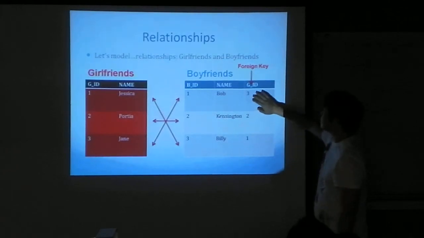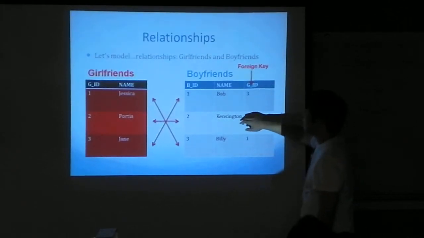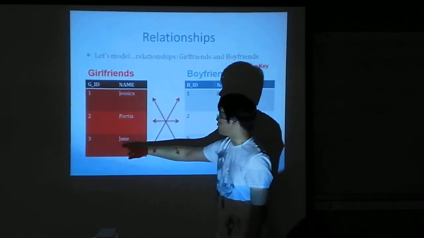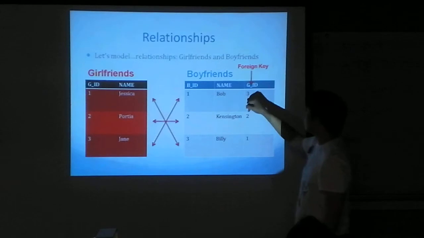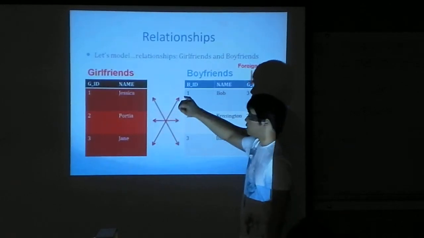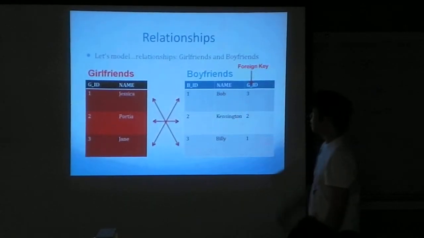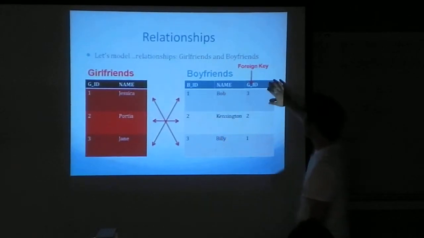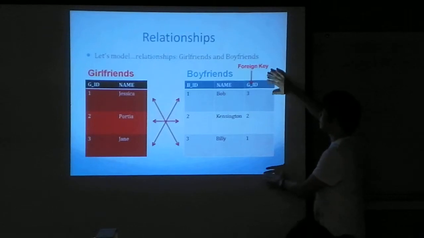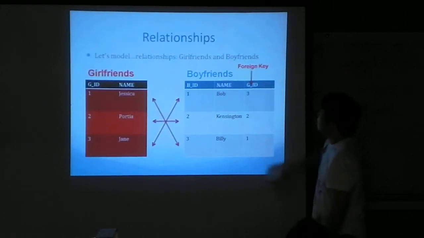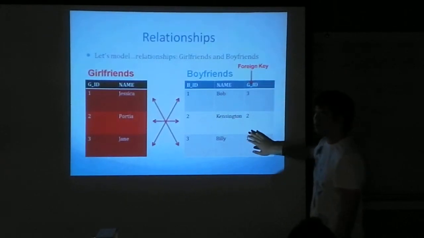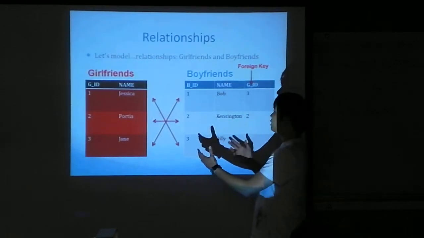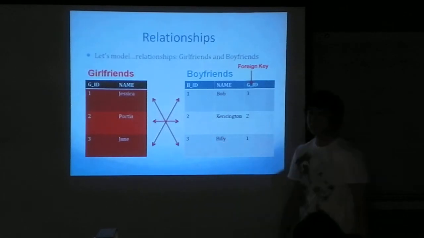In this case, GID for Bob is 3. So if we try to look for the GID that matches here, we'll see that Jane is Bob's girlfriend, right? Which is denoted by the arrow there. And the same thing is for Kensington and Billy. So that's how those mappings work, and they're able to be mapped using this foreign key. It's important to have this column here, because if you didn't, you wouldn't know the relationship status between the boyfriends and the girlfriends.